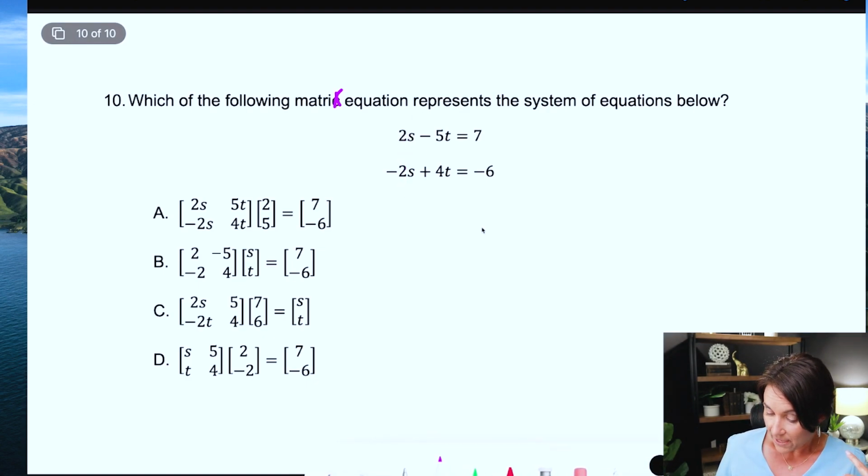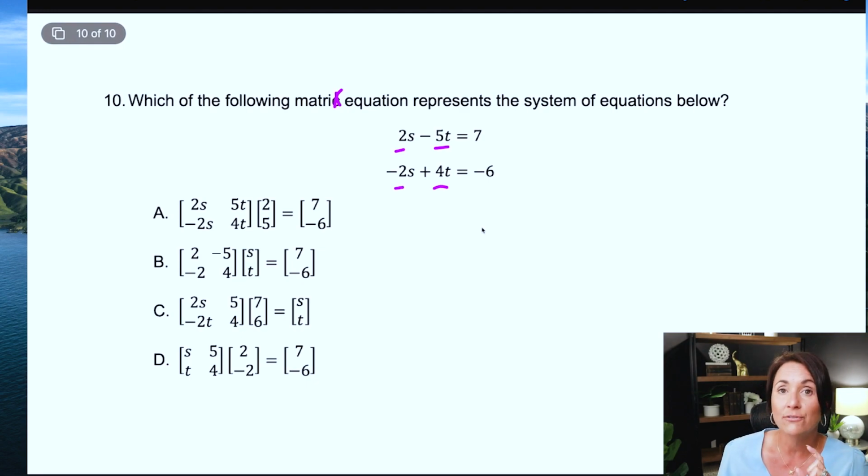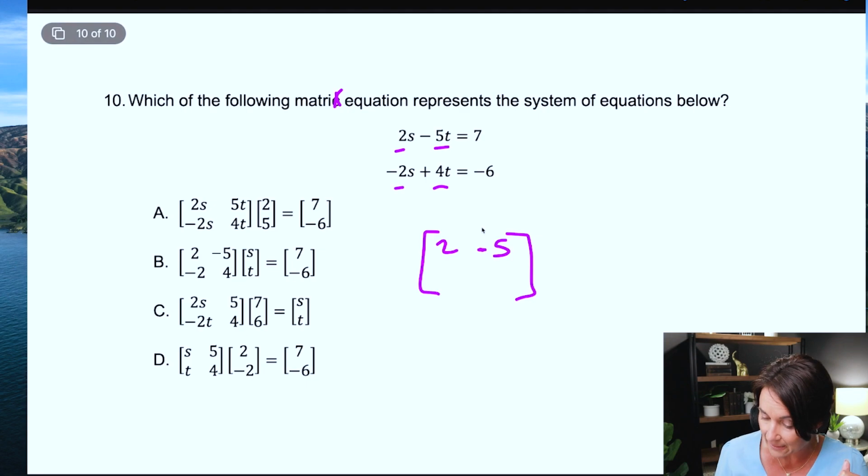Now, for this, we're not looking for an answer to this. We're looking for a way to represent it in a matrix. Now, the way you do that is you take out the coefficients and those go in your first matrix. So let's do this here. What we do is we take out the 2 and then the 5. Actually, that's a negative 5, be careful, and a negative 2 and a 4. So we pull off those coefficients.